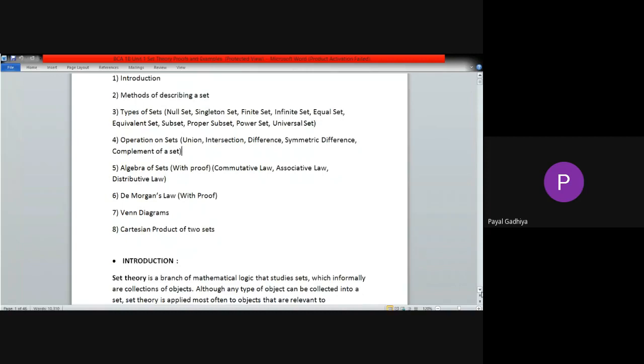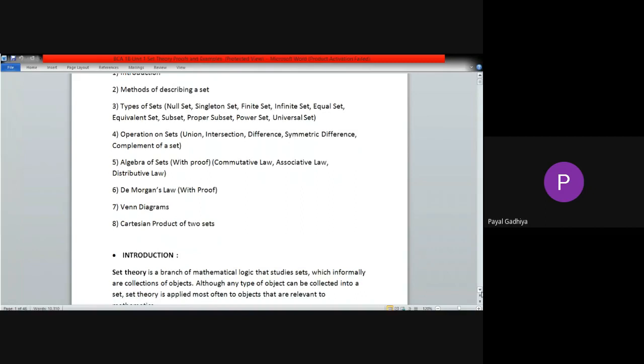Then next is the Venn diagram. Whenever we are studying sets, we'll see another representation of sets also, and the Venn diagram is one of them. So the Venn diagram is nothing but another representation of sets. Then the Cartesian product of two sets. This is the product which mathematicians have defined, and we are going to see this.